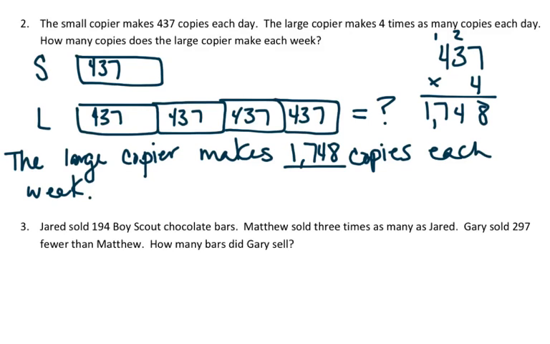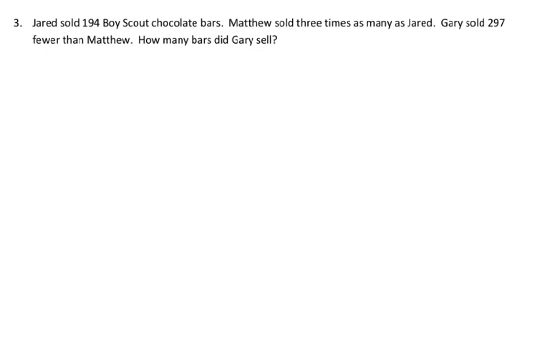So question number 3 reads, Jared sold 194 Boy Scout chocolate bars. Matthew sold 3 times as many as Jared. Gary sold 297 fewer than Matthew. How many bars did Gary sell? So let's make some more room here. Okay, so we want to know how many bars did Gary sell, so let's make that our target sentence, and that reads, Gary sold blank bars. So what do we know?